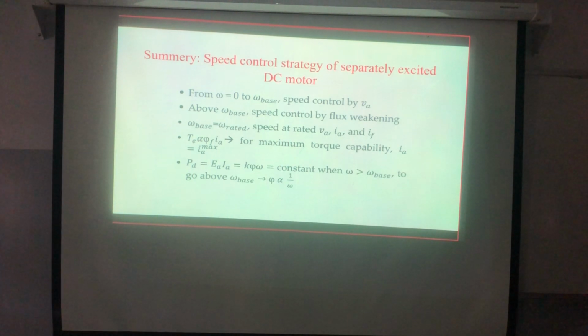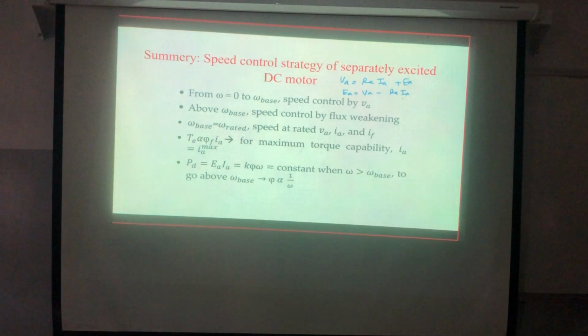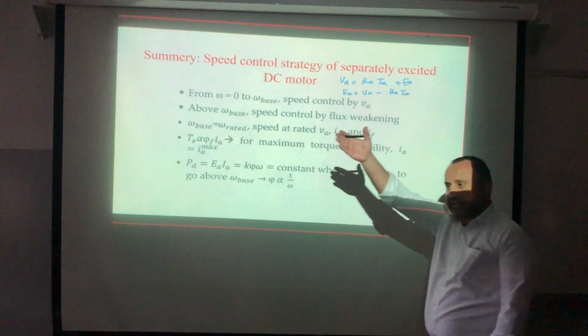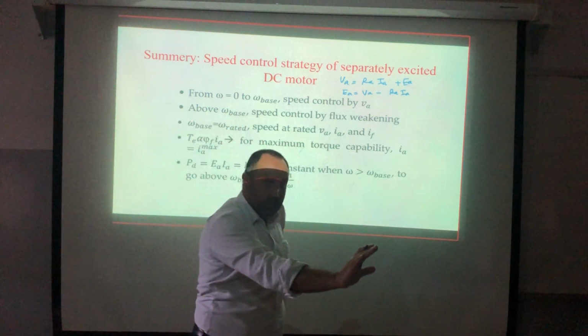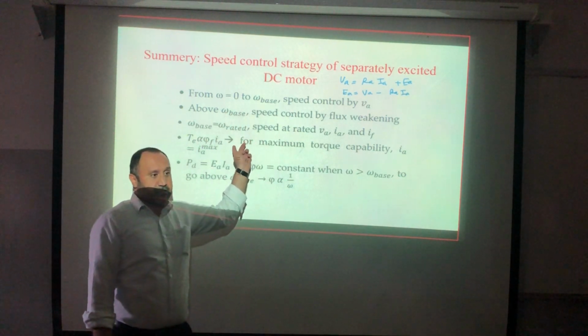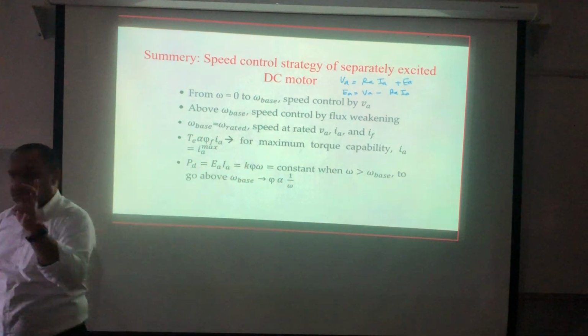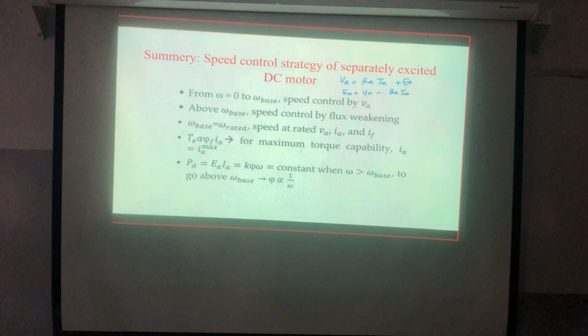Now, I think you agree with me that VA is equal to RA IA plus EA. So this can be reorganized as EA equals VA minus RA IA. If I need to enter flux weakening, VA is the rated, so fixed. For the maximum torque, I need the current to be maximum, so it's fixed. If the current is fixed, the voltage is fixed, and the resistance I never change, then EA should be fixed.